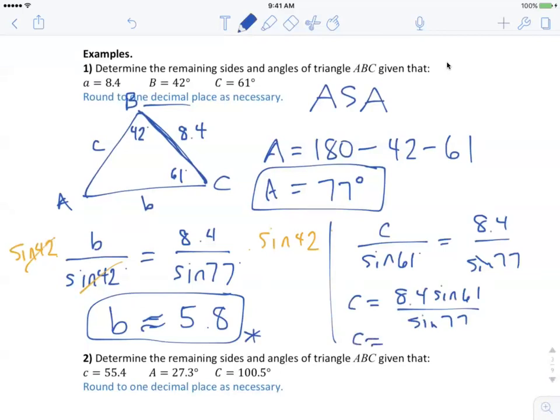Now, a quick check is the largest angle should be opposite the largest side. So in this case, that's the A, which is true. It's 8.4 and 77. The medium, which is the 61, should be the medium side, 7.5. And then the smallest angle, B, 42, should be opposite the smallest side, 5.8. So that's a quick little check, that you might catch an error that way. That's always going to be the case.